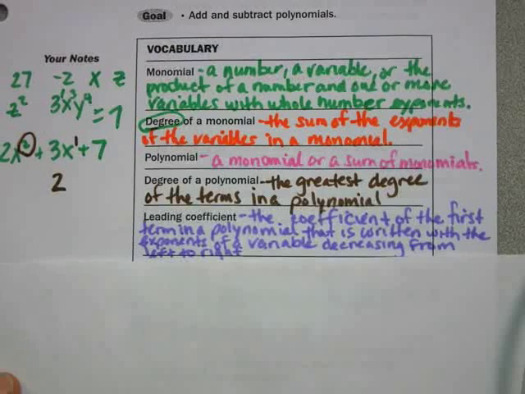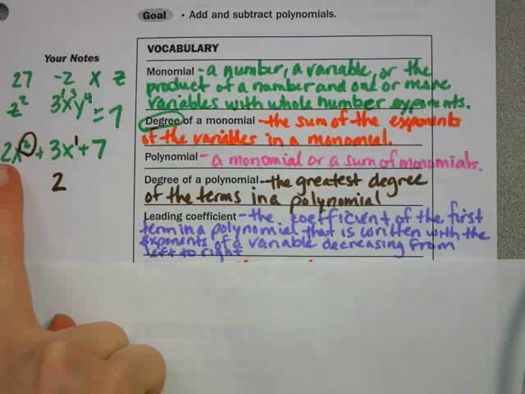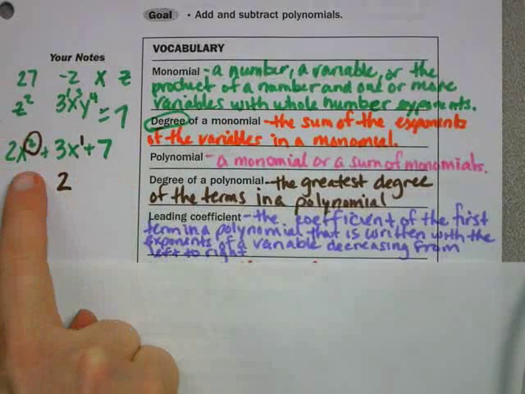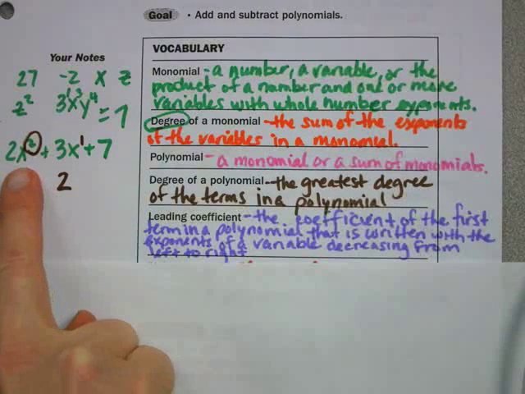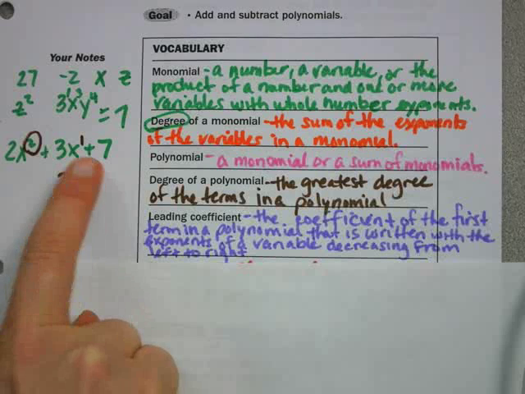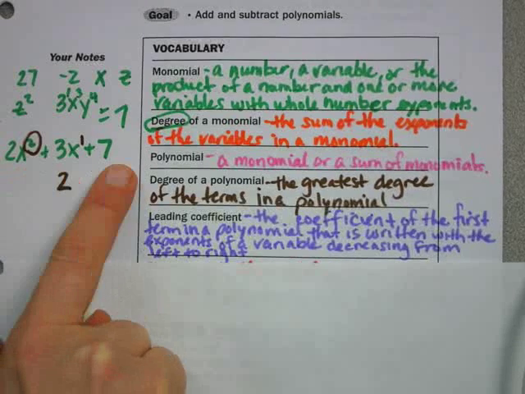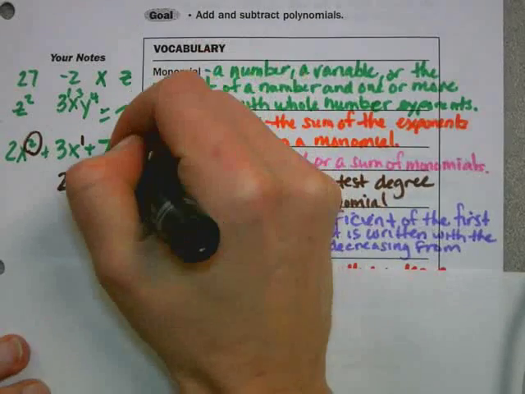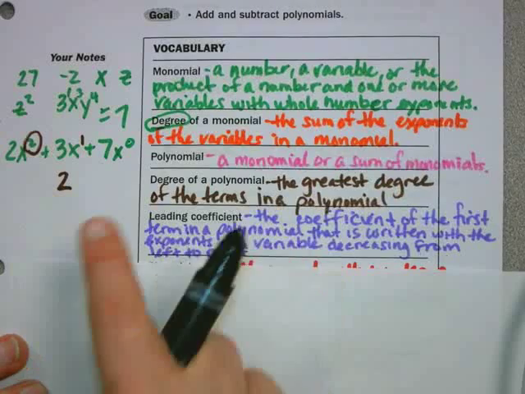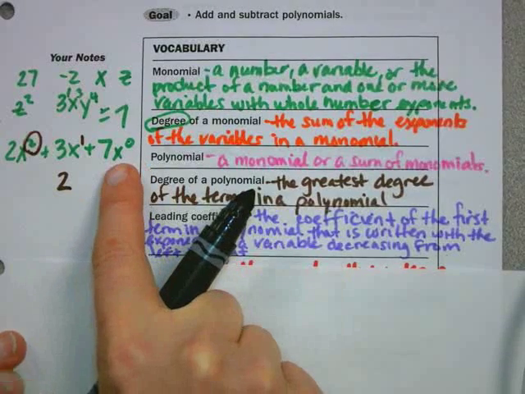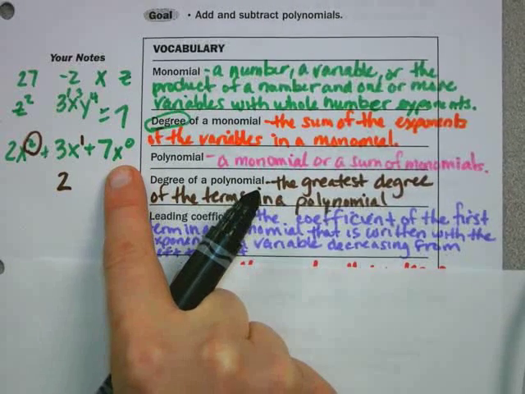Okay, the leading coefficient is the coefficient of the first term in a polynomial that is written with the exponents of a variable decreasing from left to right. Okay, so what does that mean? Here's my polynomial right here. I have written it with the exponents of my variable decreasing. x squared was the highest degree, x to the first, and then this is technically x to the what? It's x to the 0, because any number to the 0 power is 1, so that's really just 7 times 1. We don't even write it then, it's just 7.